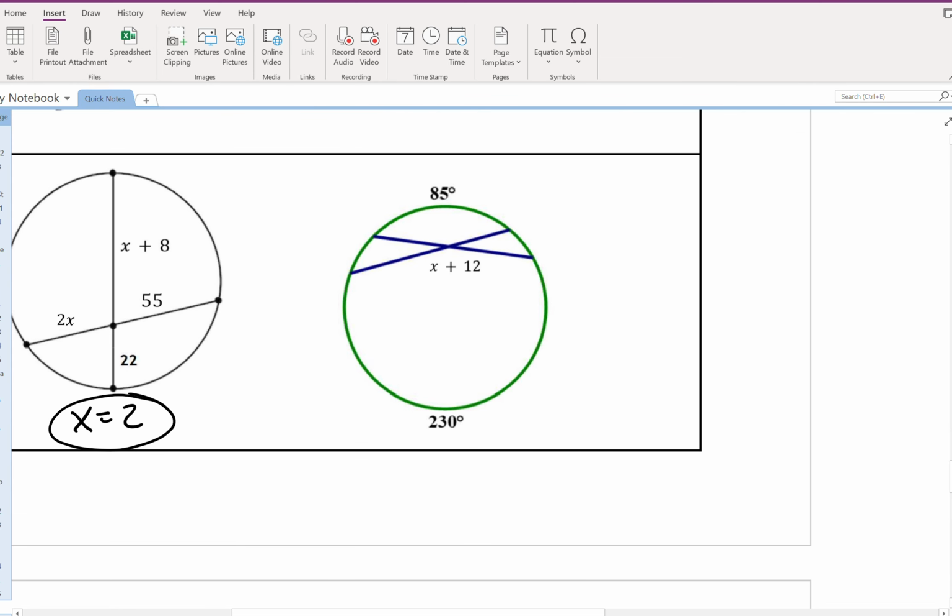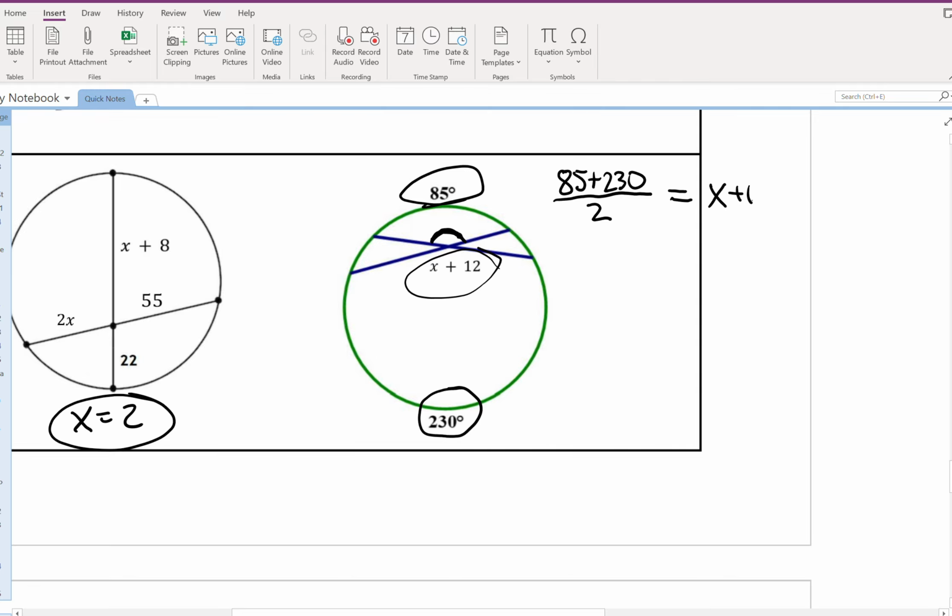And in this scenario, this is about the angles. The angle measurement for intersecting lines is equal to the average of the two arcs that are subtended by those intersecting lines. So if I take 85 plus 230 and I divide by 2, that's the average, it'll give me the angle measure of the other one, which will be x plus 12.